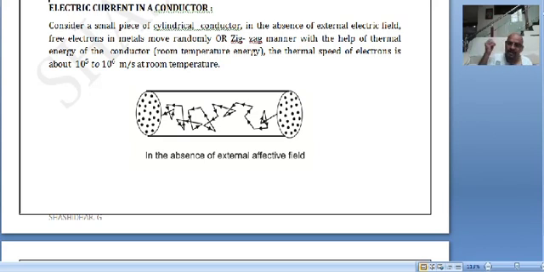They are always in continuous random motion, like molecules in a gas. But the flow, the current, will not be there. The net flow of charge will not be there. Therefore, no current. That is what I wanted to explain to you.